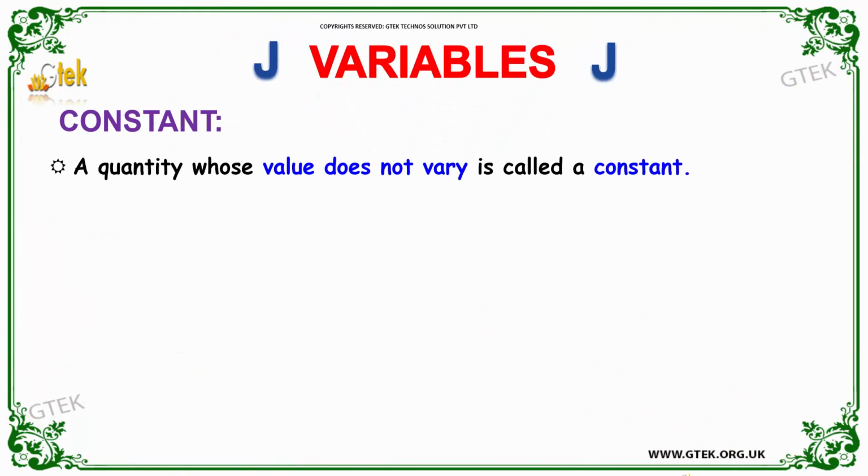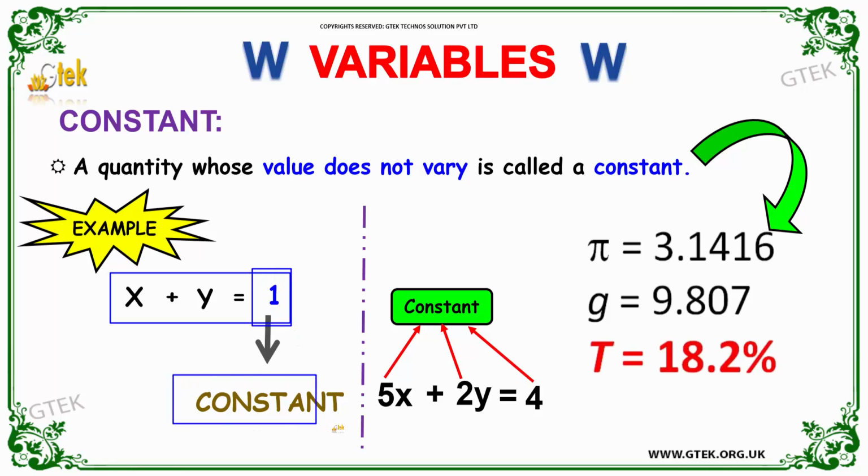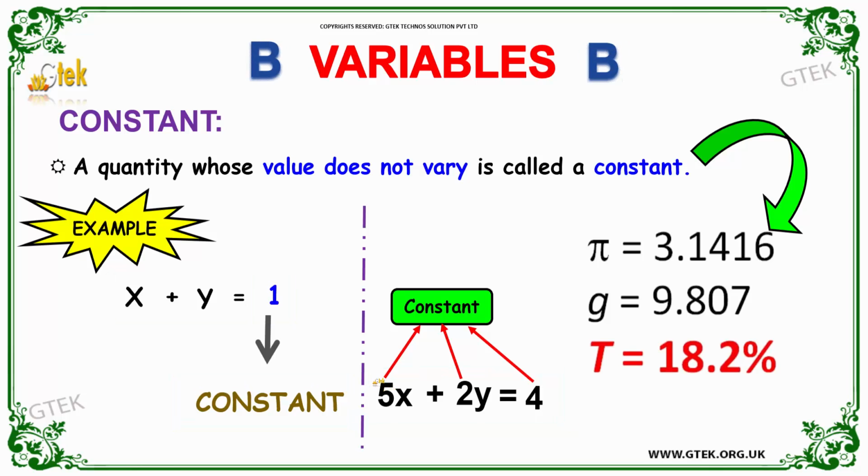Now let's move on to the concept which is called a constant. A constant, we can simply say, is a quantity whose value does not vary. If we see this algebraic expression x + y = 1, 1 is a value that will not change. So this is an example for a constant. And we have the next example, 5x + 2y = 4. Over here, 5 is a constant, 2 is a constant and 4 again is a constant.